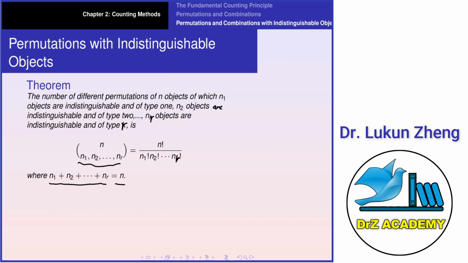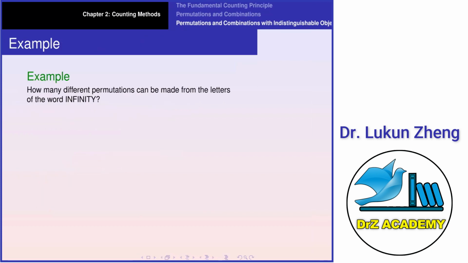Now let's consider an example here. How many different permutations can be made from the letters in the word infinity? Now let's consider how to solve this question. Solution. How many letters? There are in total n equals 1, 2, 3, 4, 5, 6, 7, 8. There are 8 letters in the word infinity.